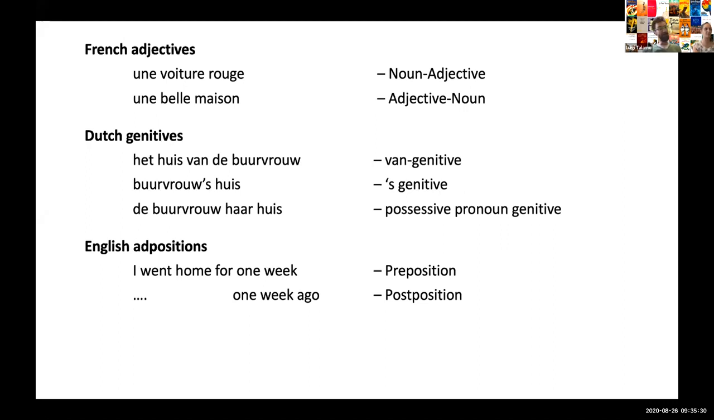Third, the famous adposition order. As we all know, English is a prepositional language, so we find that in English the preposition precedes the noun. However, there is at least one exception, ago, which is a true postposition. If I say 1 week ago, we find the postposition after the noun.